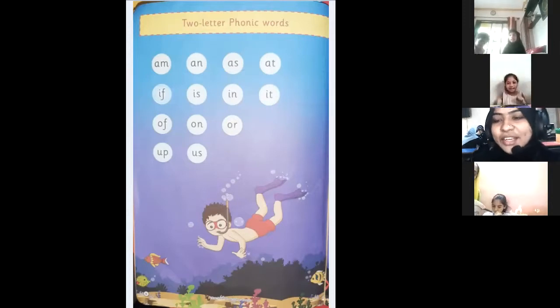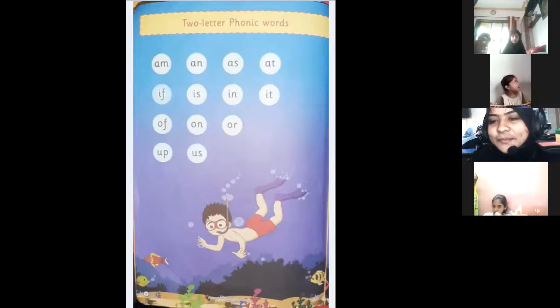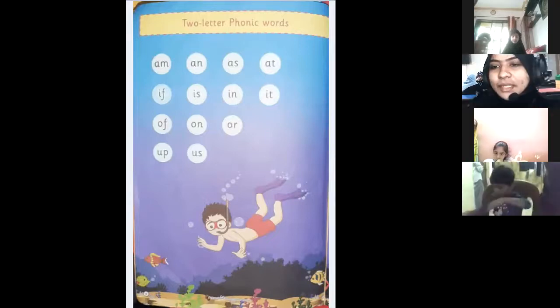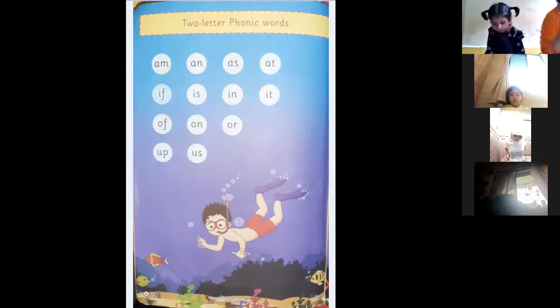O and on, U P up, U S us. Very good. Ayat got the star. Mama, please give Ayat the star, okay? Okay, now Maisra, your turn. Maisra, turn on your mic. Maisra is having some network issue maybe. Ayat Aslam, come on, your turn.